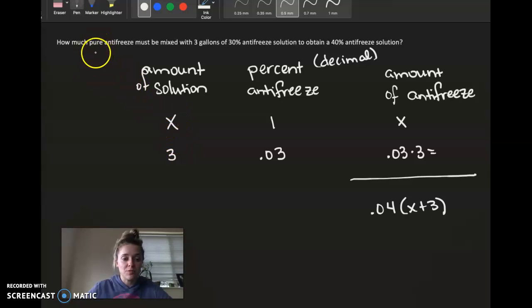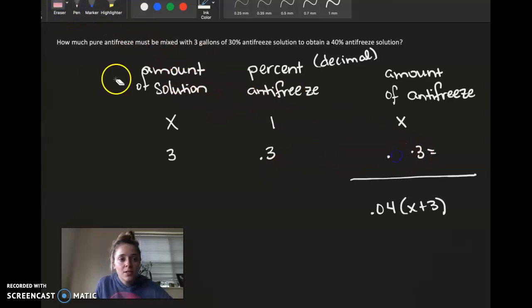I don't know how much of the pure antifreeze I have, so I'm going to call that x. But I know that I have 3 gallons of the 30% antifreeze, and the percentage of antifreeze in each of those, well, the pure antifreeze is going to be 100%. So as a decimal, that's just a 1. The second one, I actually wrote this wrong here, has 30% antifreeze, so that's 0.3. So remember, 30 divided by 100 would be 0.3, which means I need to fix it over here as well.